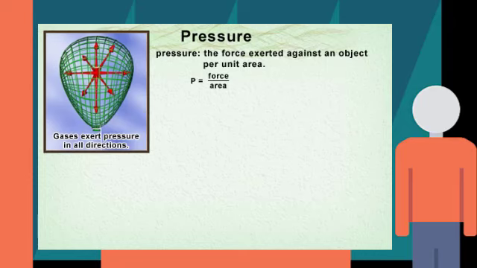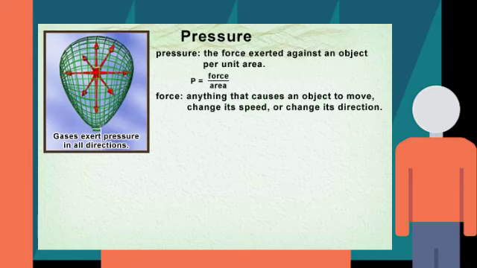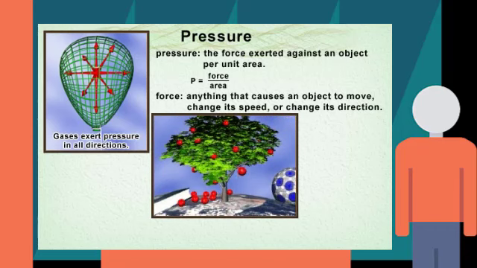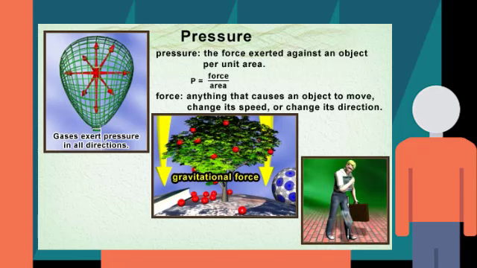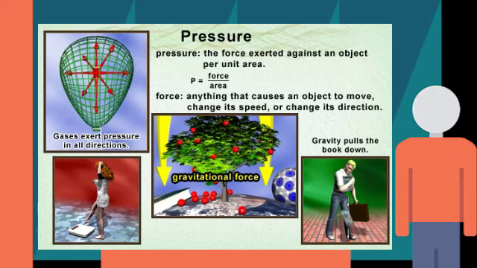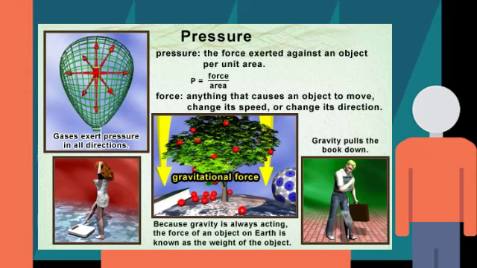But what exactly is force? Force is anything that causes an object to move, change its speed, or change its direction. For example, gravitational force is what causes objects to move toward the Earth. When a book is dropped, the gravity pulls the book toward the Earth. This gravitational pull of the mass of an object is what gives an object its weight. Because gravity is always acting, the force of an object on Earth is known as the weight of the object. Therefore, in the equation for pressure, the weight of an object can be used as the force.